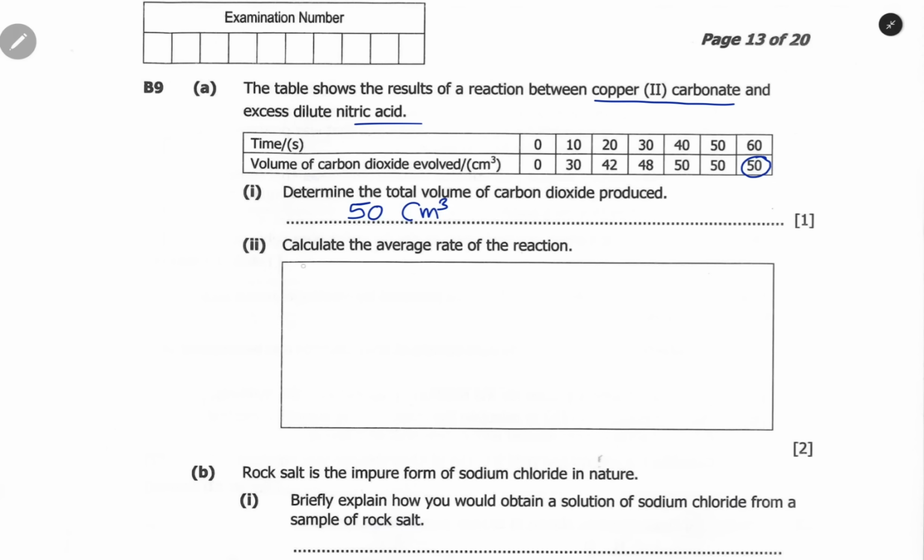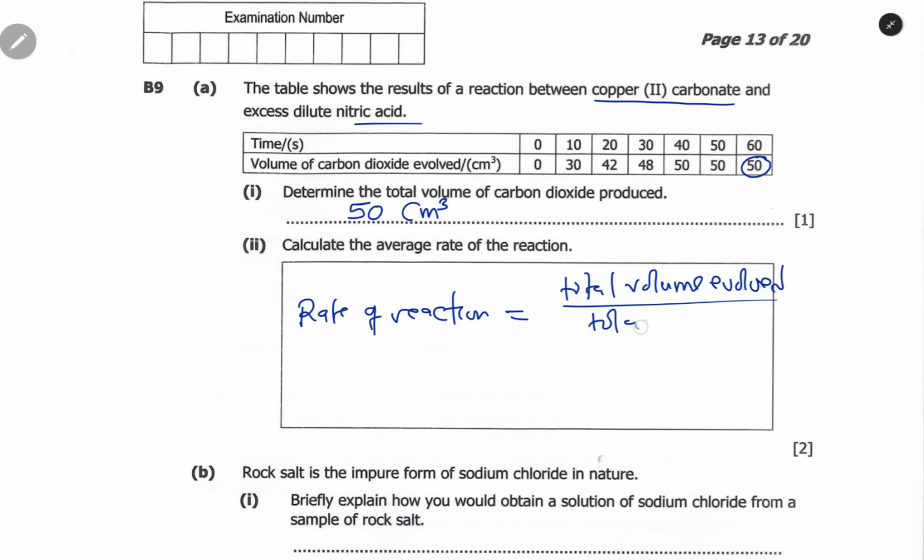Then calculate the average rate of reaction. So the average rate of reaction is equal to the total volume of gas evolved, divided by total time. The total volume is 50. So you're going to say 50 cubic centimeters divided by 60 seconds, and we are going to have 0.83 cm³ per second. That is the average rate of reaction.